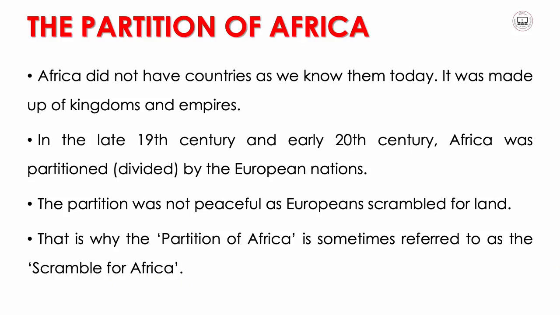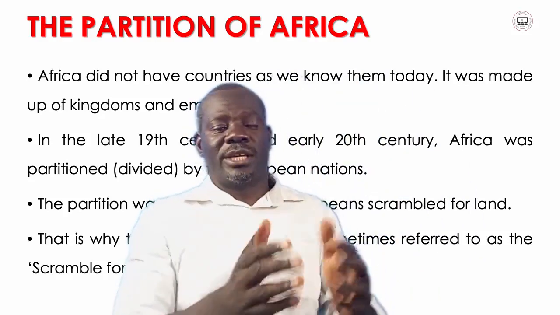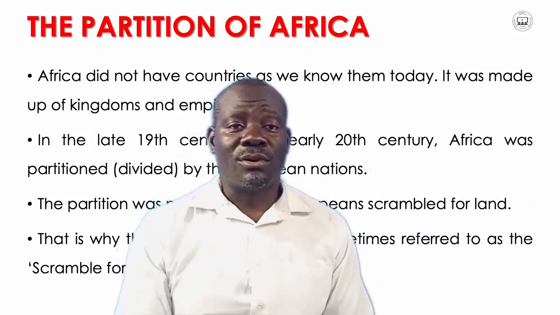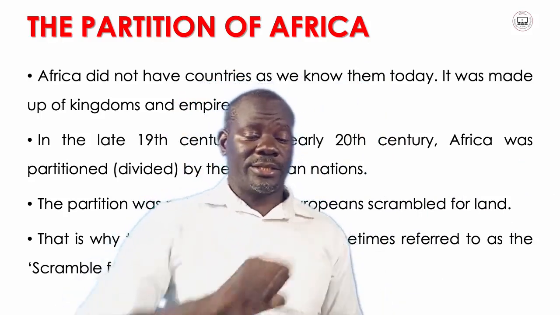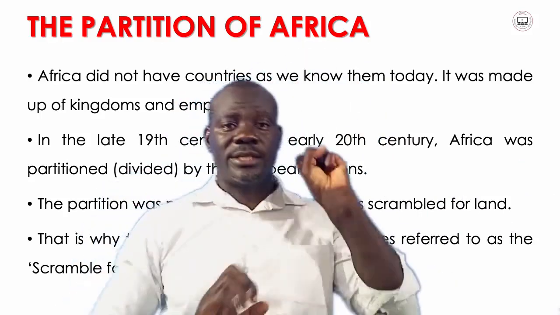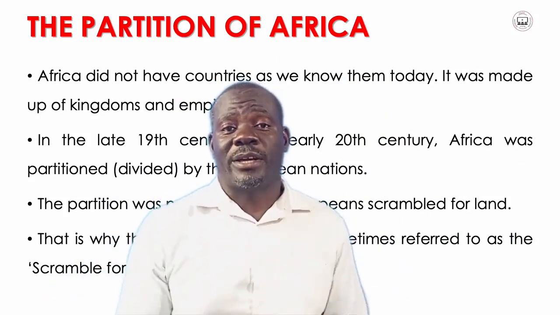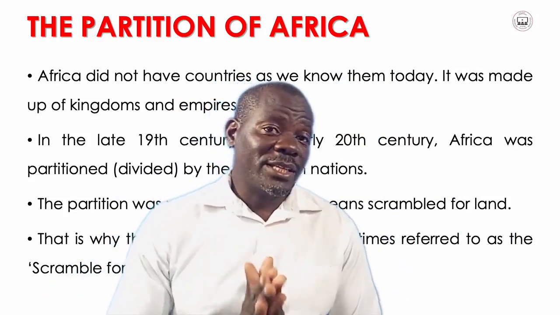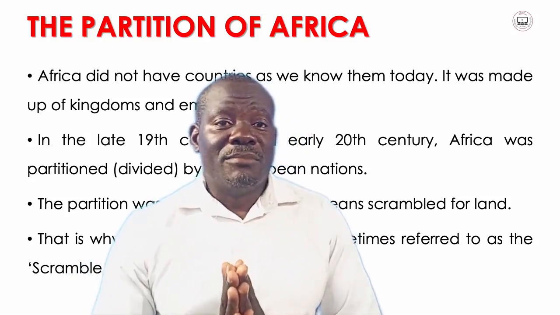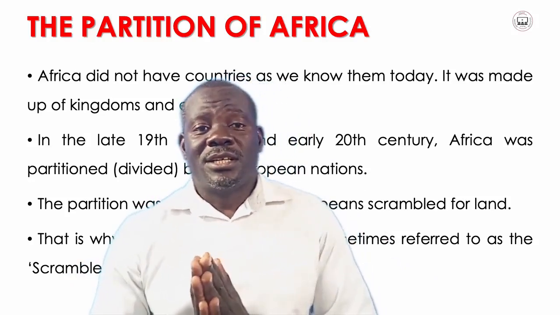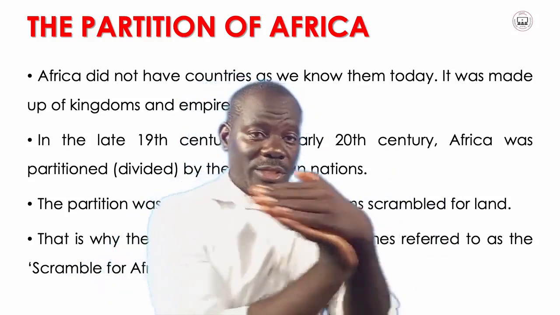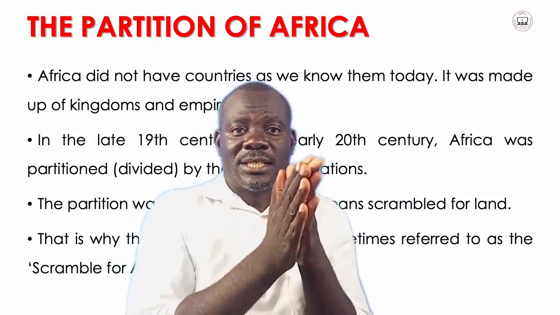The making of those borders or boundaries was not like all the European countries sat down and moved together to say, this is yours, this is mine. No, they were scrambling. I take this, I take that, like that. They were scrambling for Africa. So that's why you find that even the boundaries are not straight. They go this side, they go that side, like that.